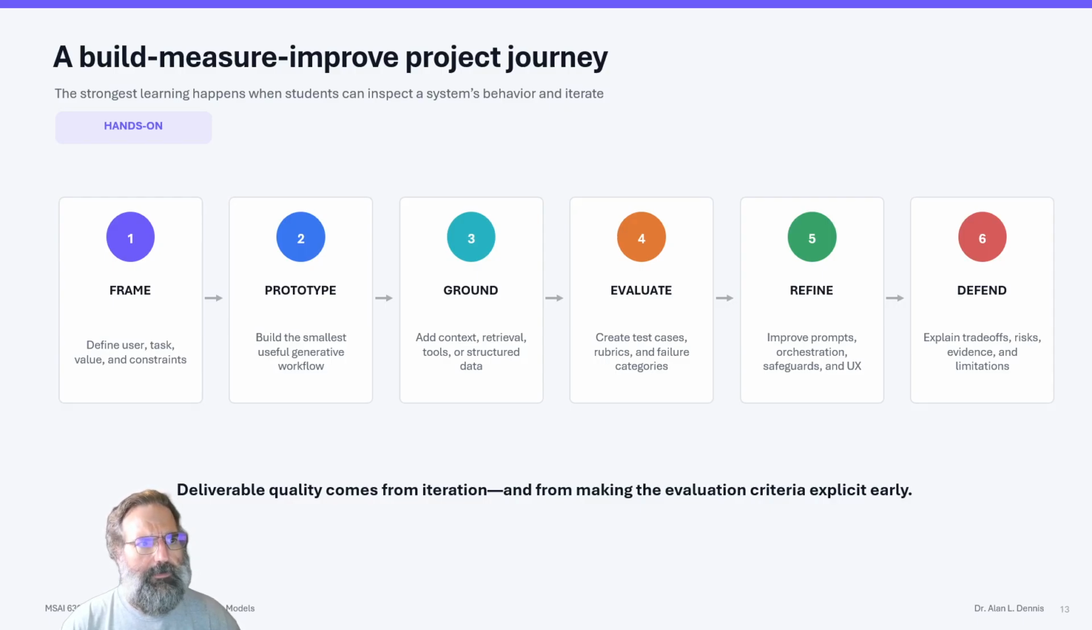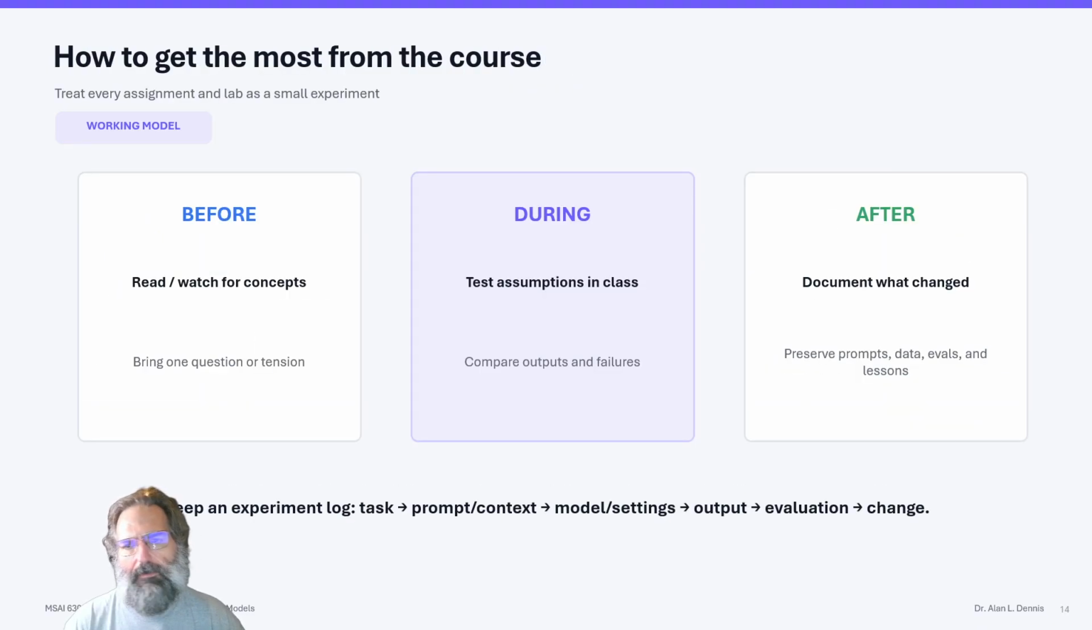And then being able to do things like start from the beginning of a frame, build a prototype, make sure we understand some ground, which is around truth and context, and then be able to evaluate, determine how well things are doing, make it better. These things are almost always iterative in nature. You don't just build one of these systems just as you don't use them in a single pass. Generally, it's not built in a single pass either. Then you refine them and then defend them, make sure that we don't let people do things they shouldn't do against our systems. And then how you get the most from this course.